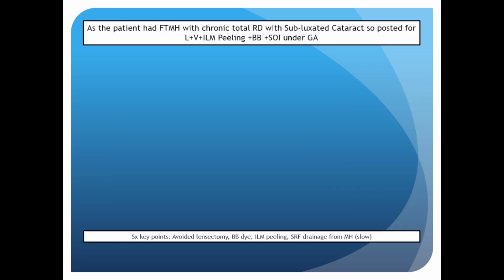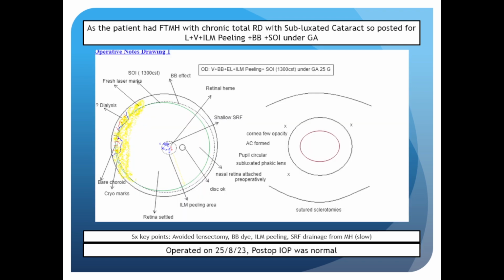Then, as the patient had a full thickness macular hole along with chronic RD with a history of 2 to 3 weeks and a subluxated lens, we posted this patient for lens vitrectomy, ILM peeling, belt buckle, and silicone oil insertion under GA. Intraoperatively, to pass the belt buckle, we did a 360-degree peritomy with 3 and 9 relaxing incisions, opened the sclera, and checked whether there was any thinning. We made partial thickness scleral tunnels and passed the buckle.